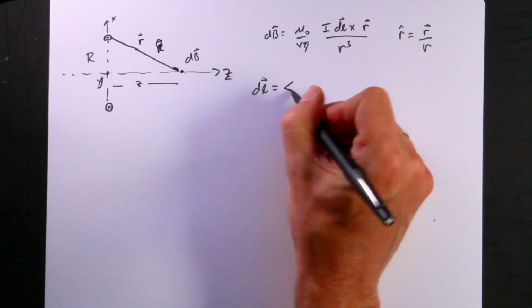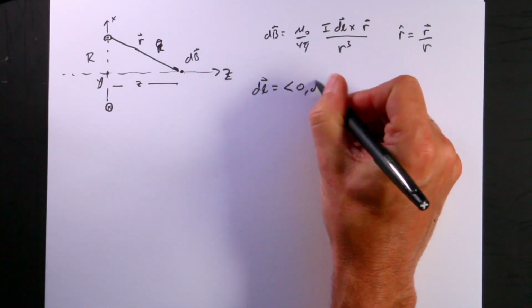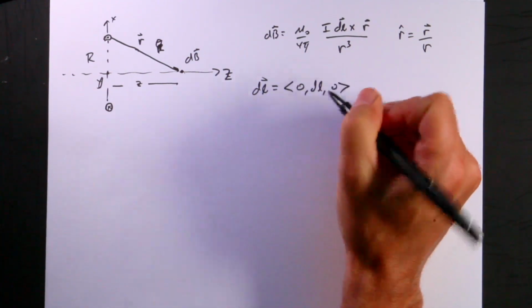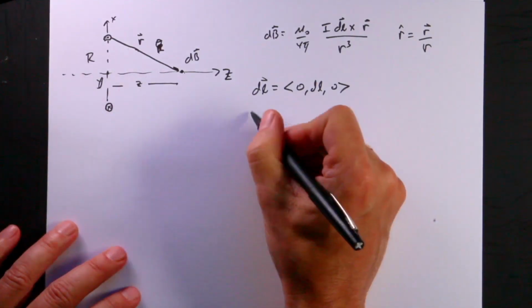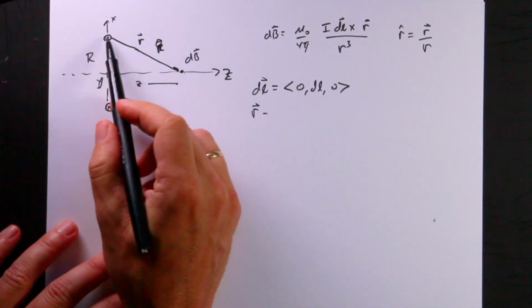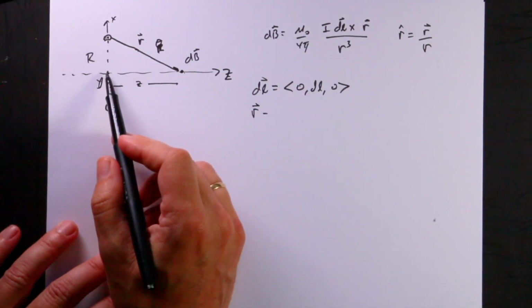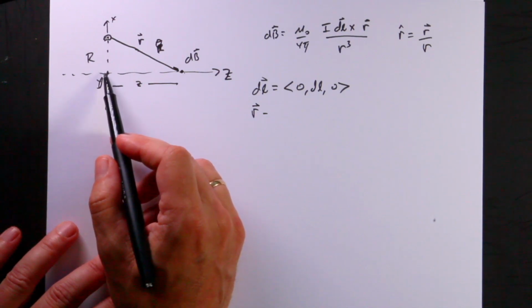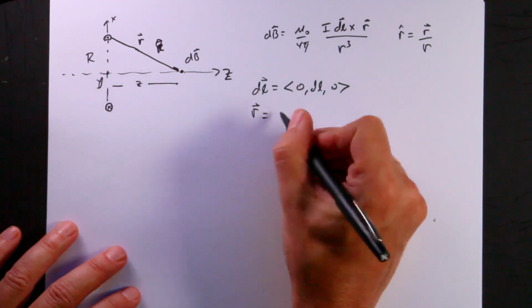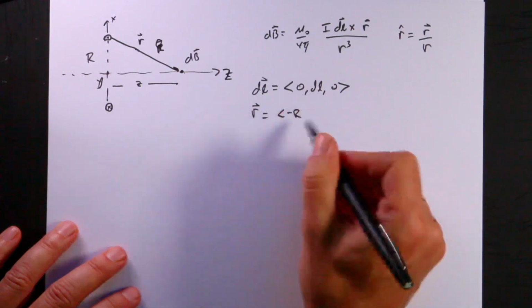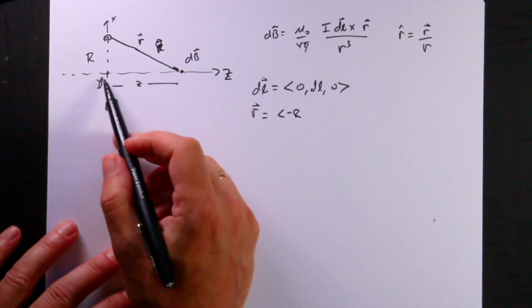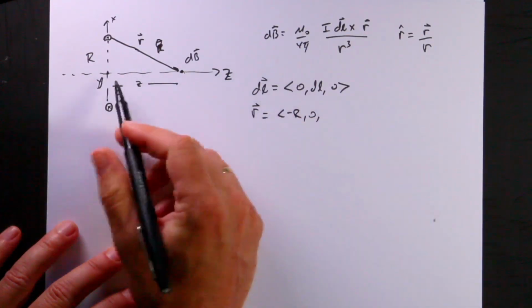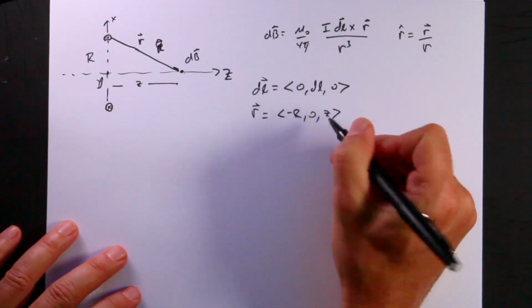So let's just say this is equal to 0, dl scalar 0. And r, I can write that as the vector. It starts from here, it goes down a value of r in the x direction, so it's going to be negative r. And then it goes none in the y direction, and then z in the z direction.